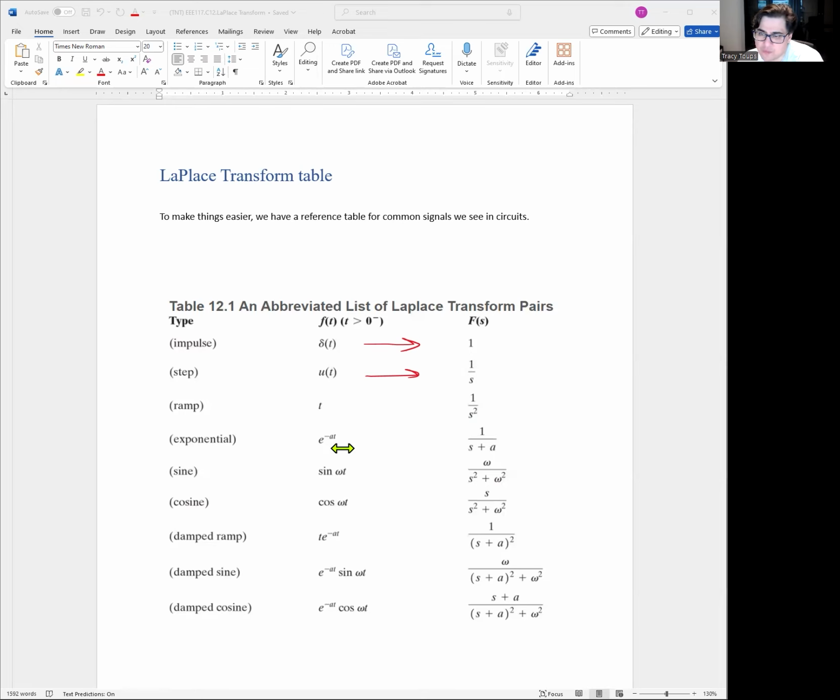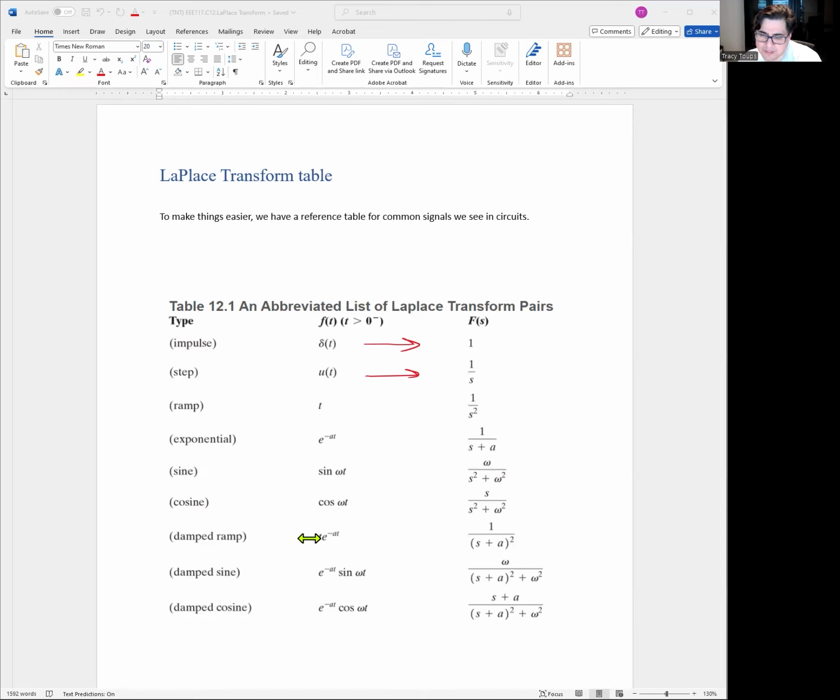Exponential e to the negative at is 1 over s plus a. Sine function, sine of omega t, is omega over s squared plus omega squared. Well, omega is the frequency of our initial cosine or sine function. Remember, for a sine function we have to put a specific frequency that the function works at. So this could be sine of 377t or cosine of 377t, whatever frequency the sine function is operating at, we just stick it as omega here and here. Cosine function is very similar, except it has s on top instead of omega.